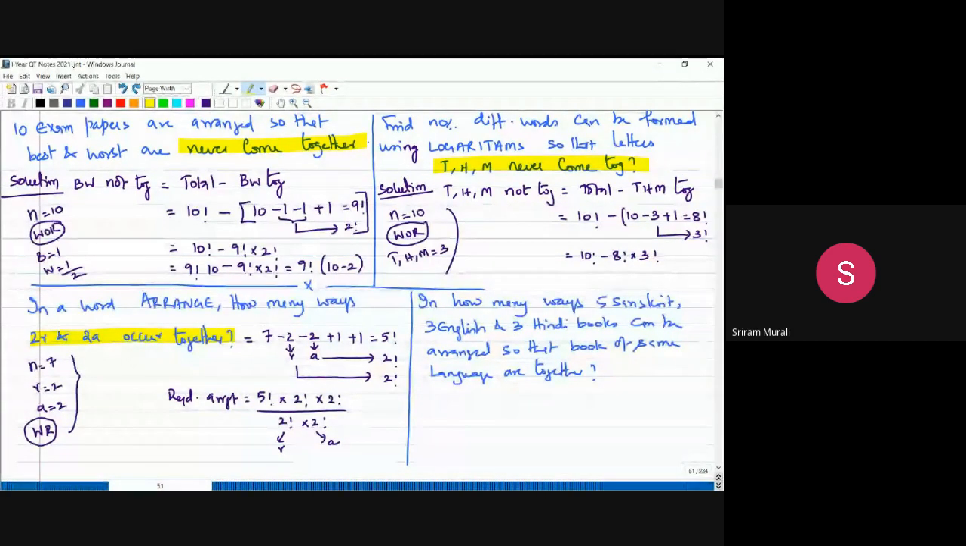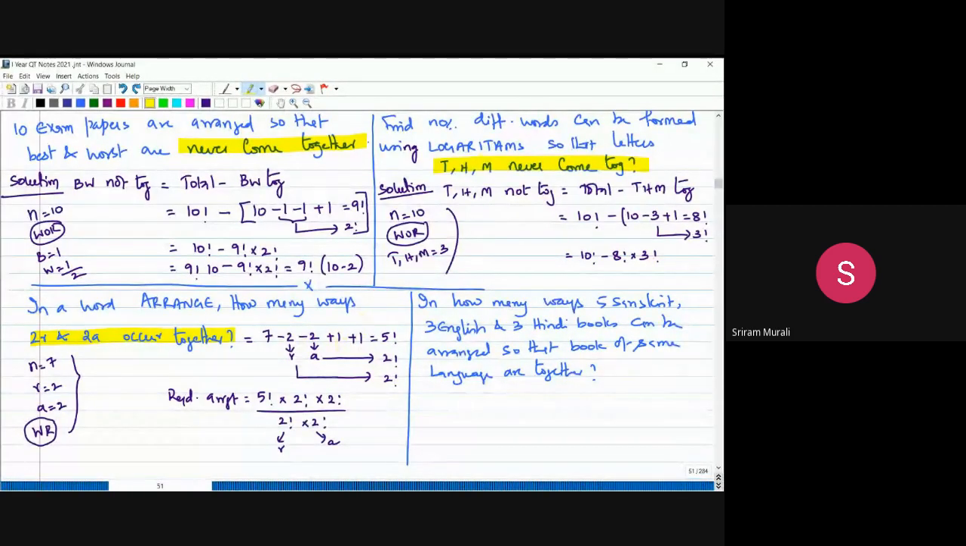Just to compare all the 4 problems, here it was 10 papers. Here it is 7 letters. There it is best and worst. Here it is 2R or 2A. There I took the 2 best and worst as 1 unit. Here I take 2R as 1 unit, and 2A as 1 unit. Then that itself can be arranged in another 2 factorial. There, best and worst arranged itself in another 2 factorial. So that is 9 factorial into 2 factorial. This is 5 factorial, 2 factorial, 2 factorial, because there the condition was given only on one best and worst. Here the condition is given on 2 letters. That is why we multiply by 2 factorial into 2 factorial. Also, we are adding 1 unit each.